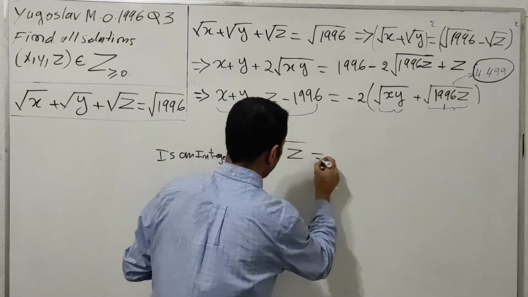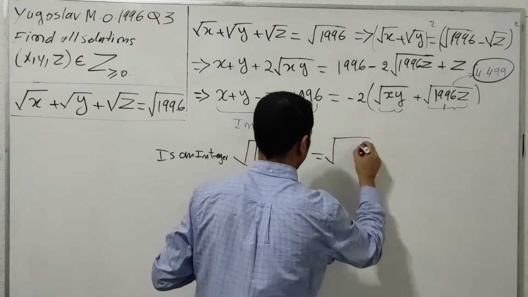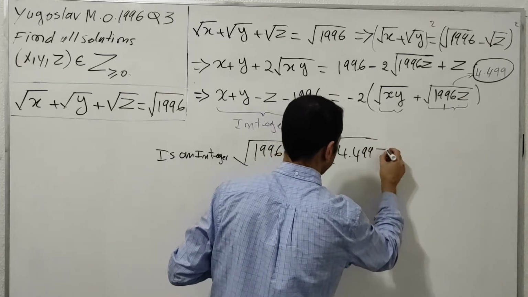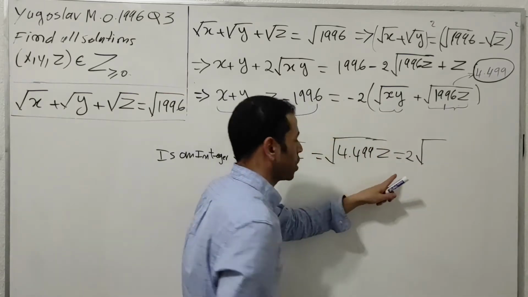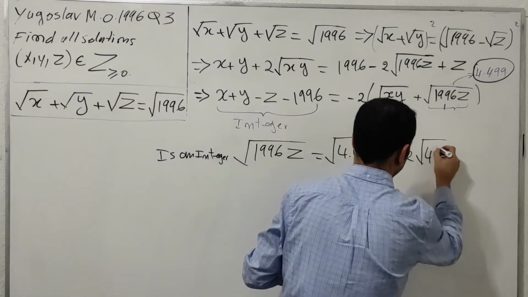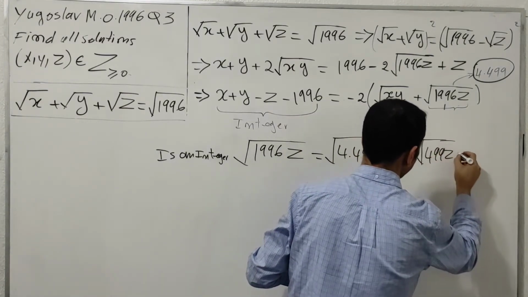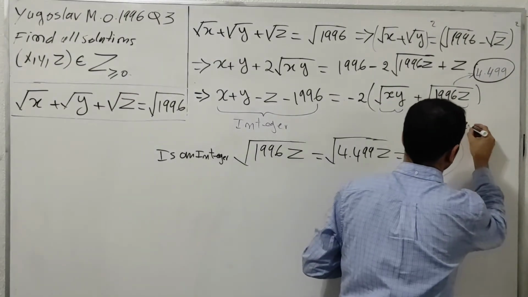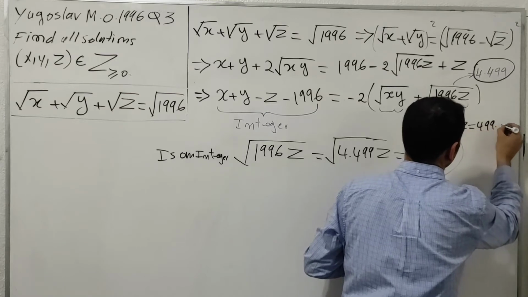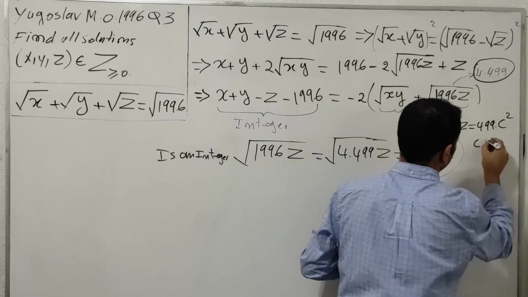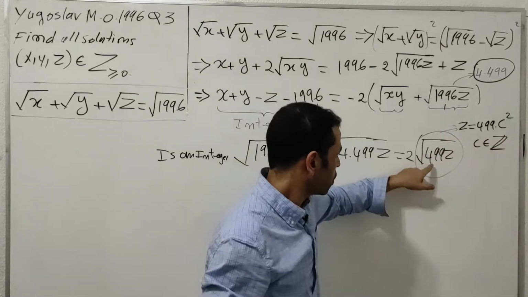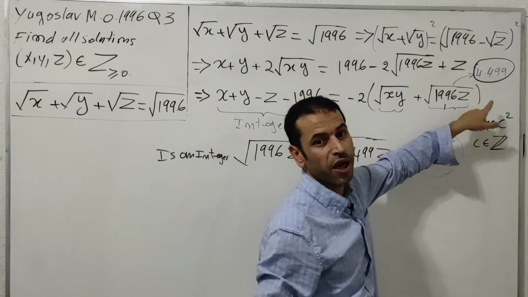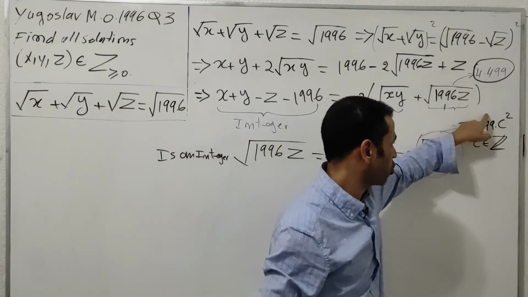Since this one is an integer, we know 1996 equals 4 multiplied by 499, times z. I'm going to take this out of the square root. I will get 2 times the square root of 499z, which is an integer, which means z equals 499 multiplied by c squared, where this c is some natural number. Because when you multiply 499 by this term, it automatically comes out of the square root and becomes an integer.